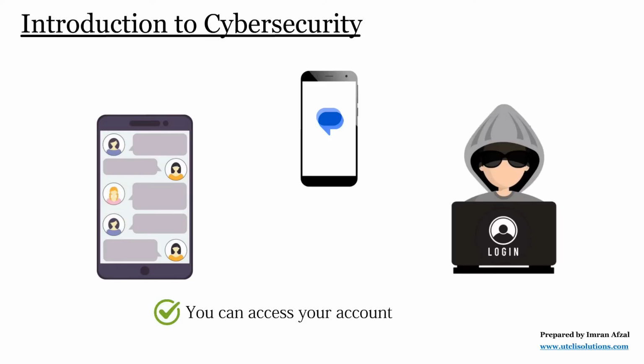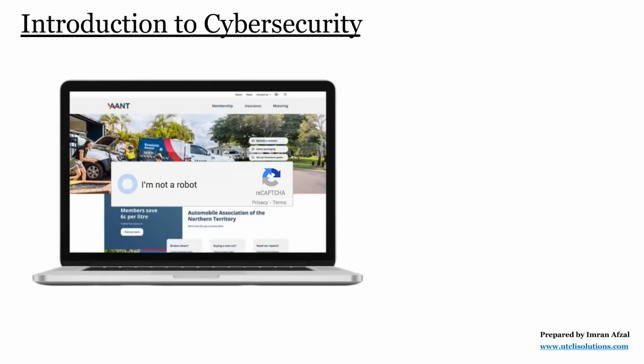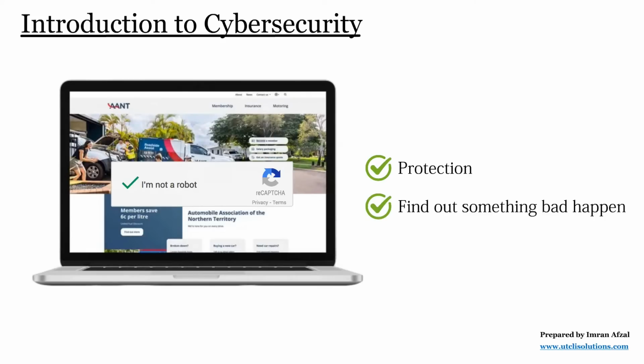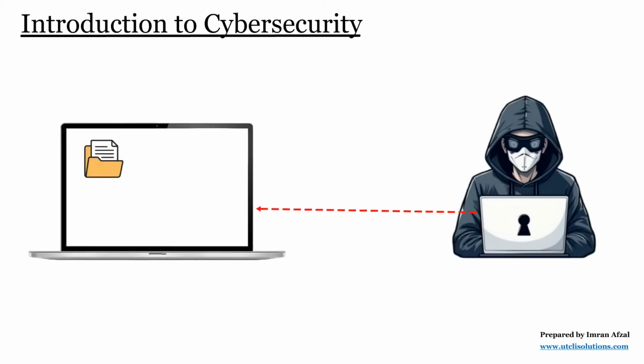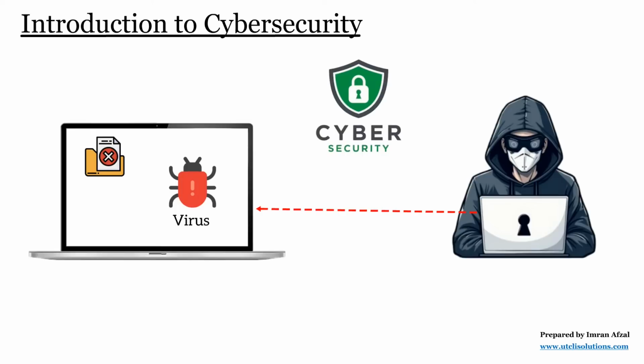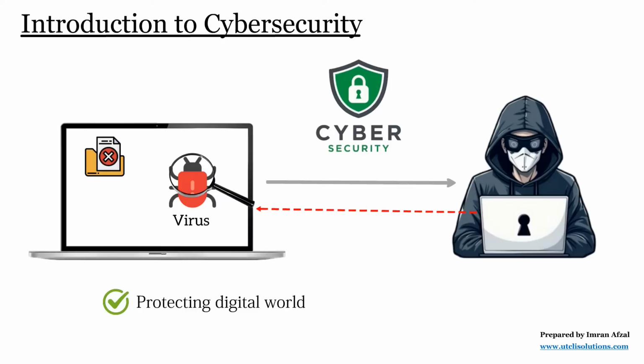Another simple example is when a website asks you to prove that you are a real person, not a robot. That's also a small part of cybersecurity. But cybersecurity is not just about protection, it also helps to find out if something bad has already happened. For example, if someone breaks into your system and deletes some files or installs a virus, cybersecurity tools can help detect that problem. They can show you what went wrong and where the attack came from. So, cybersecurity means both protecting your digital world and also finding and fixing any harm if it happens.